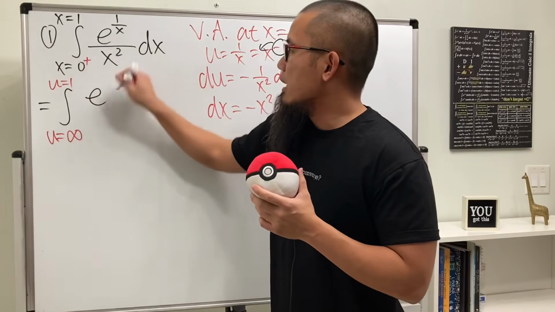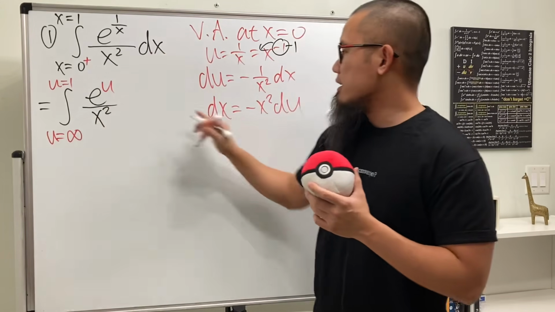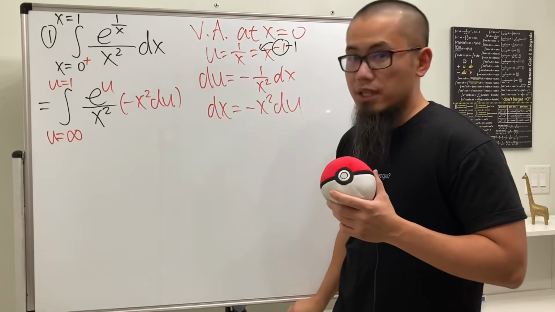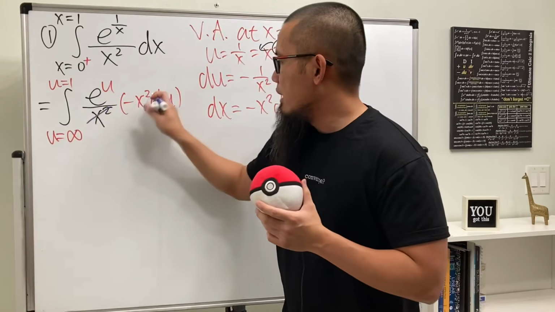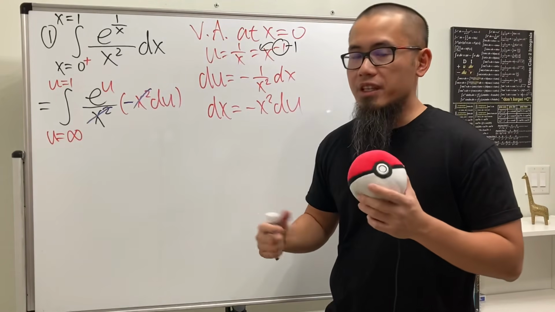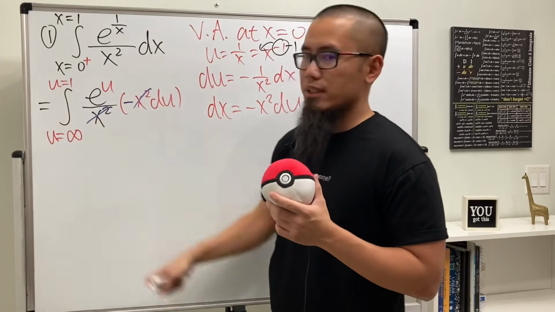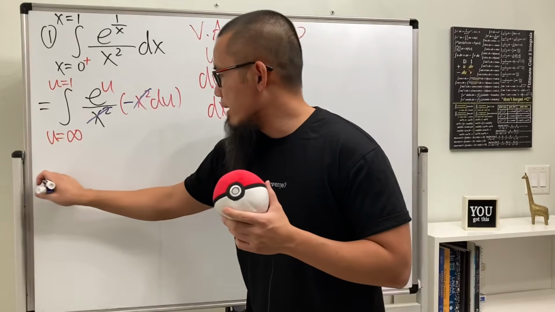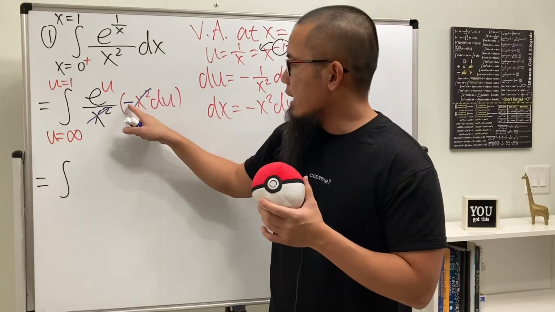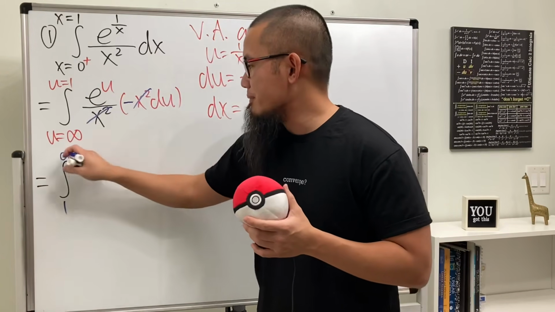Here we have e, and then 1 over x is our u, over x squared, and then the dx is that, which is just the negative x squared du. And this is so nice because the x squared cancel out, and you see we do have the negative. And just like what we did in the previous video, we can actually use this negative to switch this and that, right? So I'm going to just write down we will be integrating, and again, I'm going to use this negative. I will just put down 1 here and then infinity here.